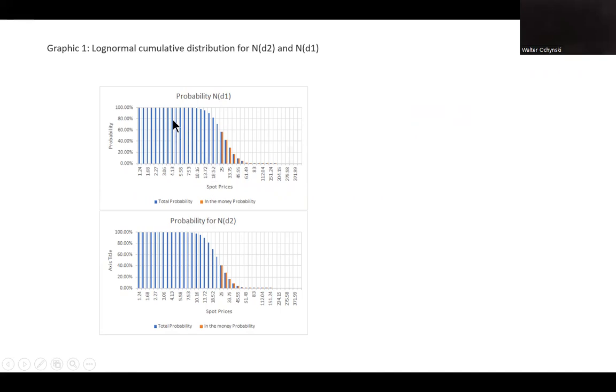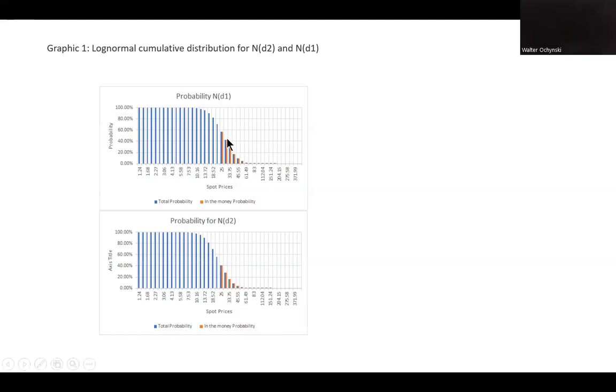So you see here, according to this distribution, the probability that the price of the financial asset will be higher than 124 is almost 100%. That it is higher than 18.52 is higher than 80%, and that the probability that the strike price is in the money.